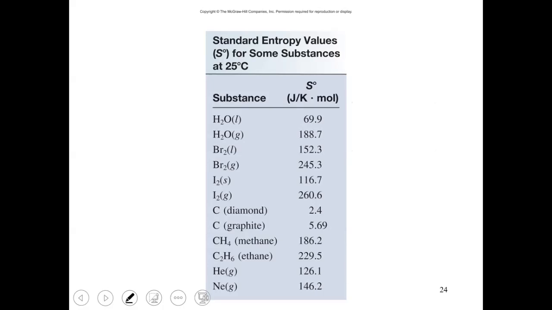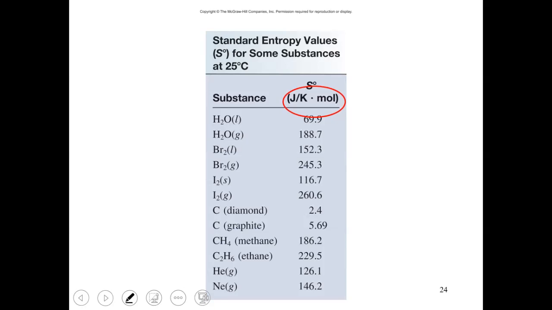First of all, we can see that the units are joules per Kelvin per mole. Those are the units of entropy typically. Notice that in all of these cases, S, or entropy, is a positive number. Notice that even for elements like carbon or helium or neon, which when we assign heats of formation, we said the heat of formation was 0, here they actually have a value.